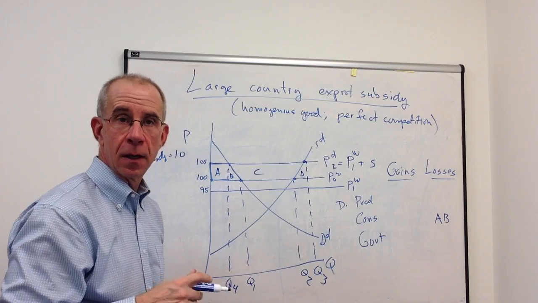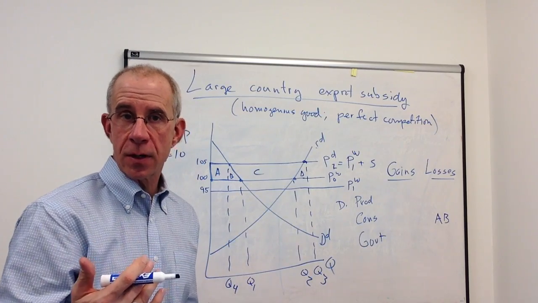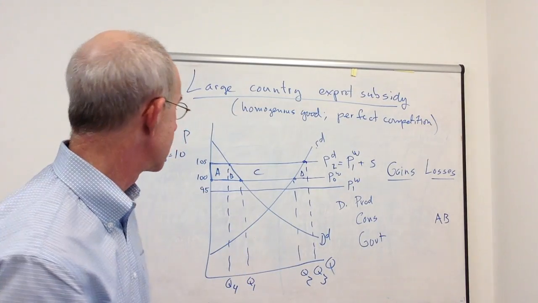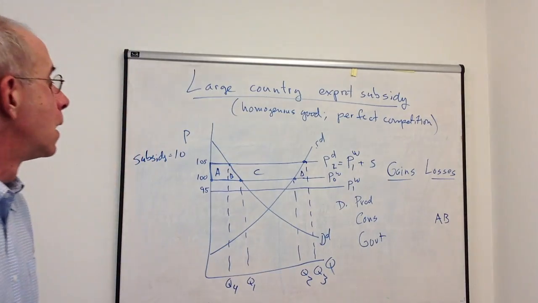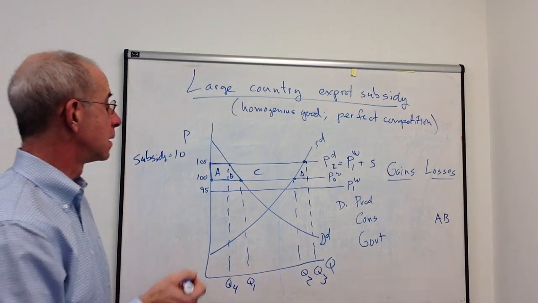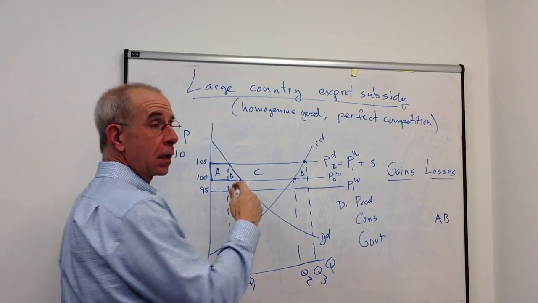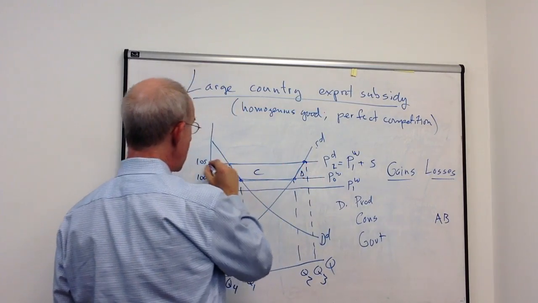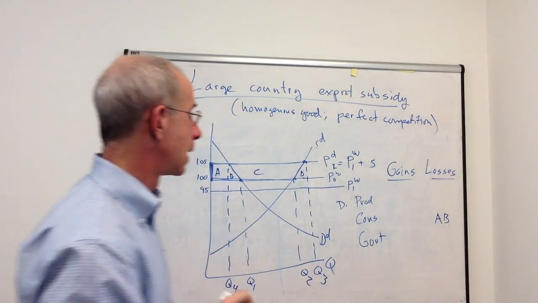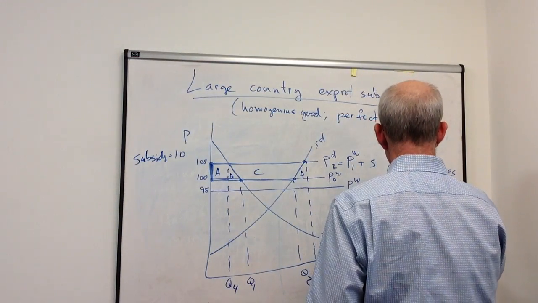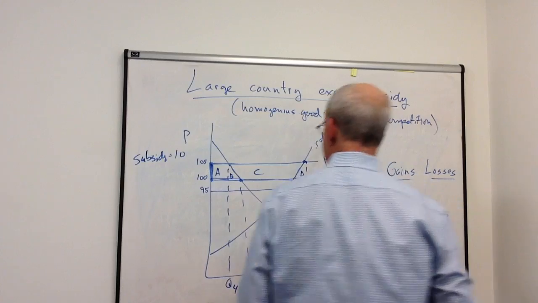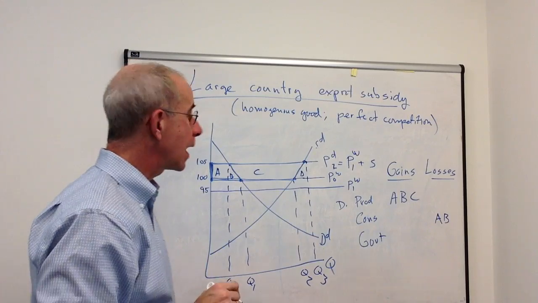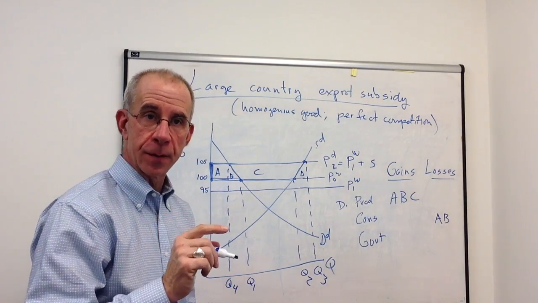A is the extra cost to consumers that stay in the market and pay the higher price. B are the consumers priced out of the market. Got a standard analysis. Domestic producers gain the difference in the price over to the supply curve. So producers gain A, B, C. Now we have to look at the impact on the government.